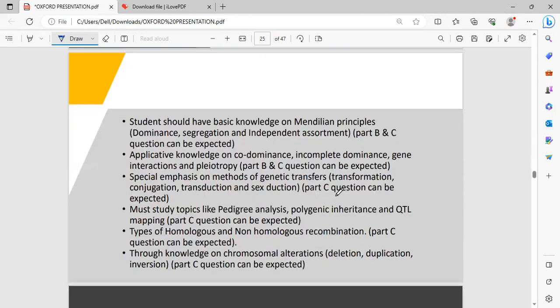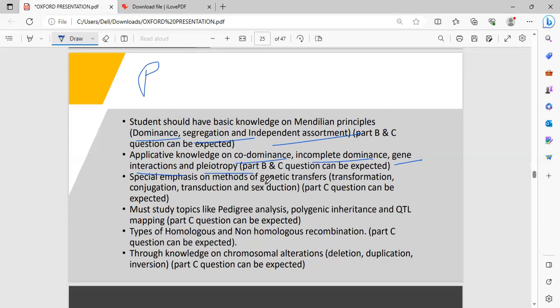Coming to genetics, that is inheritance biology. In this, various principles are there. We all know that is the Mendelian principle. Next, in that various concepts of Mendel are there: dominance, segregation, independent assortment. After this, some concepts are there, that is codominance, incomplete dominance, and gene interactions, pleiotropy, etc.